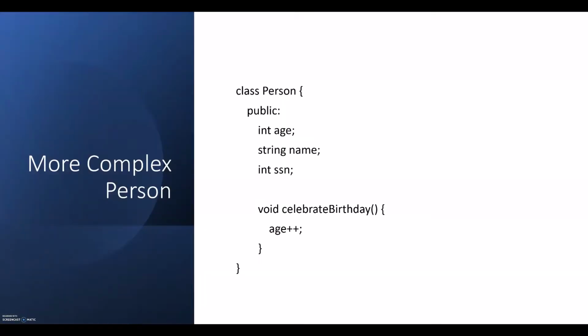So in this slightly less simple example, I have a person with the same attributes, but now with one method. This method mimics celebrating the person's birthday, which also has the effect of incrementing the person's age. If we call this method on the person, then print their age afterwards, we would find it to be 1 greater than before calling the method.